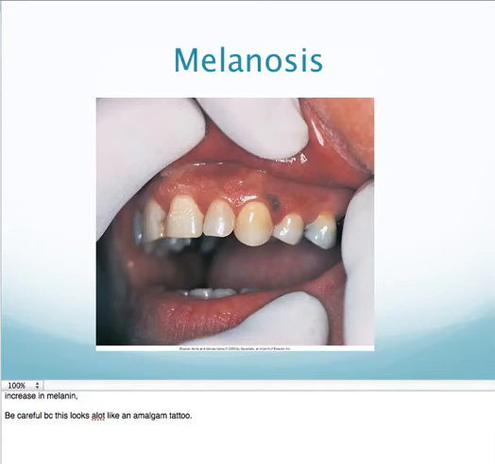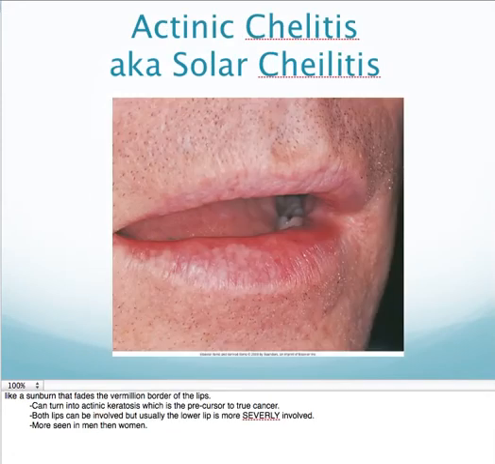Melanosis. Melanosis is easy. It's an increase in melanin. Be careful because this can be really confused with amalgam tattoos, but melanosis doesn't have to do with amalgam or silver. It just has to do with the pigmentation of the tissue.